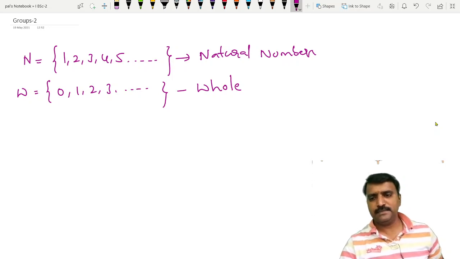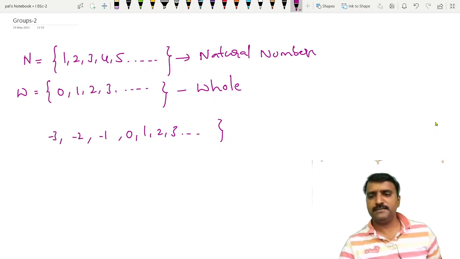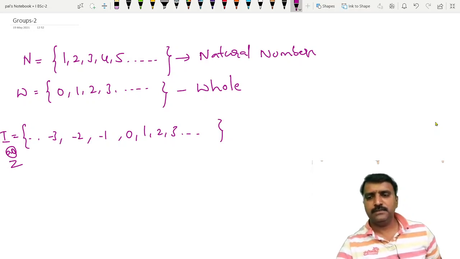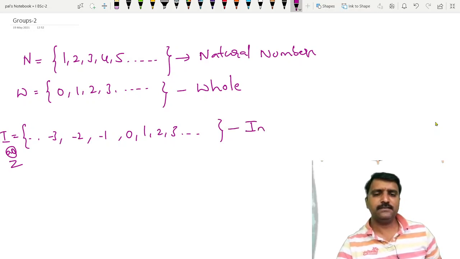Along with these whole numbers 0, 1, 2, 3, and so on, if you take -1, -2, -3 up to minus infinity, that is the set of all integers. That set is denoted by I or Z. The set of all integers is denoted by I or Z. So it is -1, -2, -3, 0, 1, 2, 3, 4 up to infinity. This set is called the set of all integers.